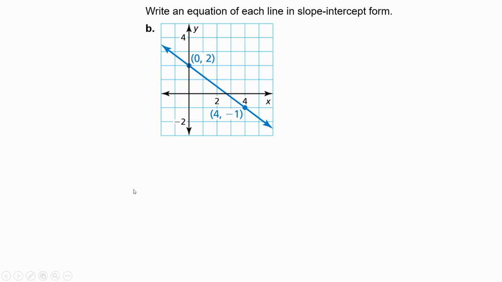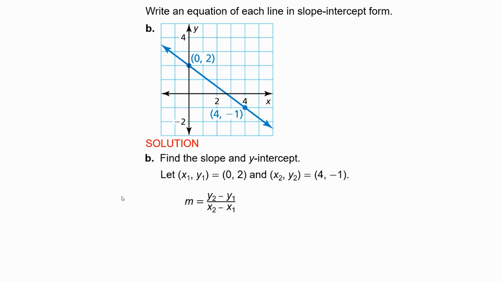Same kind of idea on part B here. I've got 2 points. I notice that I need to find the slope, so I can use the equation just like we did in the last one. So here's y2 minus y1, so negative 1 minus 2, over x2 minus x1. Pay attention to the fact that there's a negative there.